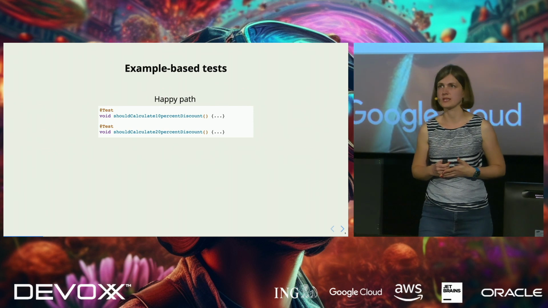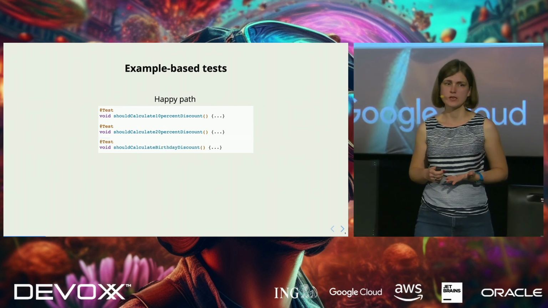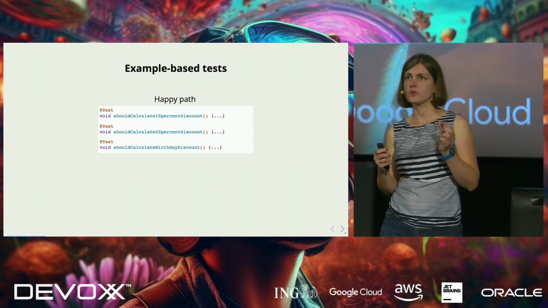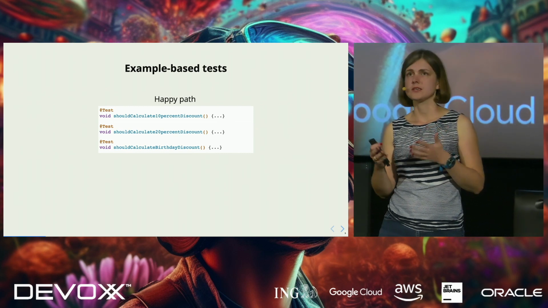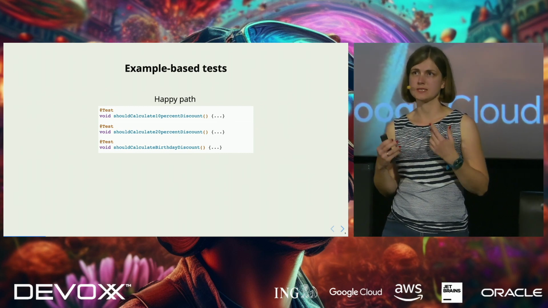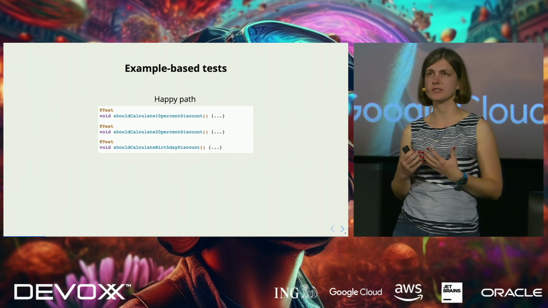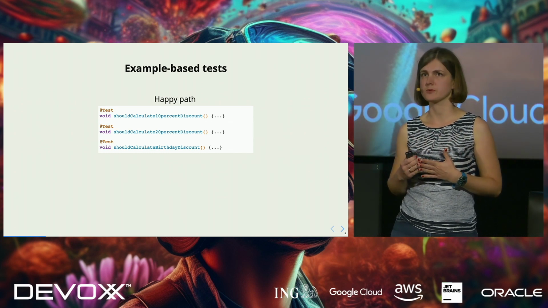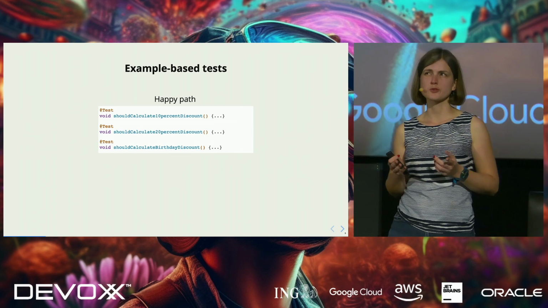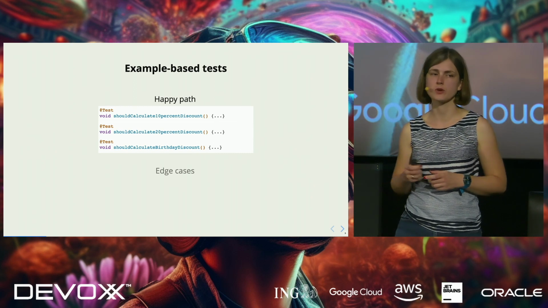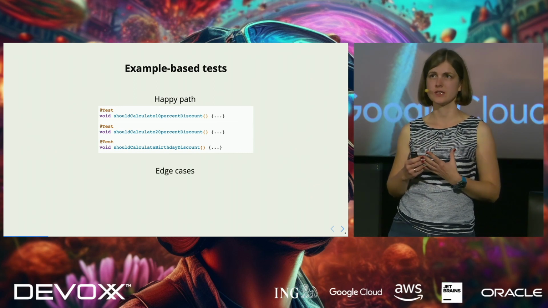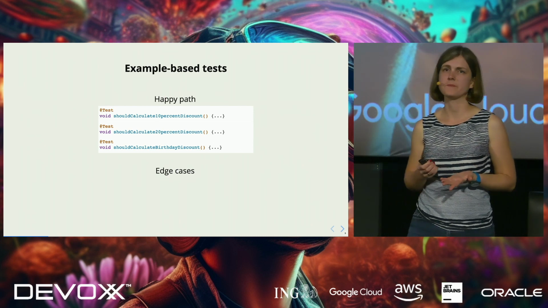And let's also prepare a test case for the birthday discount. So I would prepare a customer who has joined, let's say, 20 years ago, so the day and month is the same as the current date, and verify that they get 30% discount. So far, so good, but of course we know that's not enough. So we also have to think about edge cases. So what edge cases could there be?